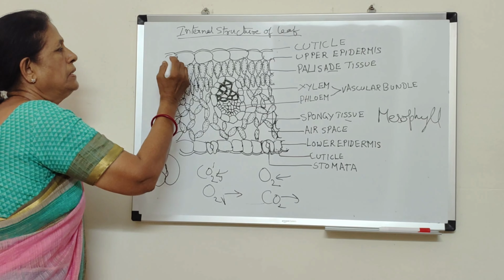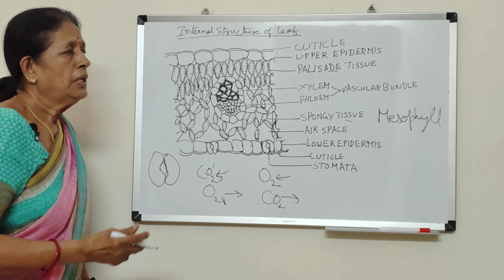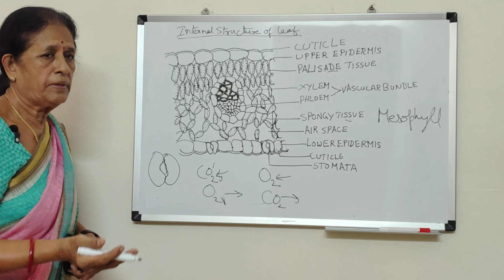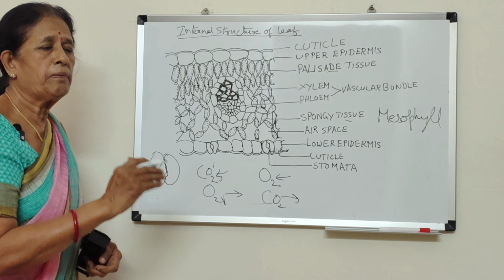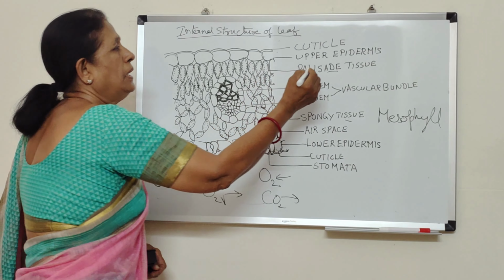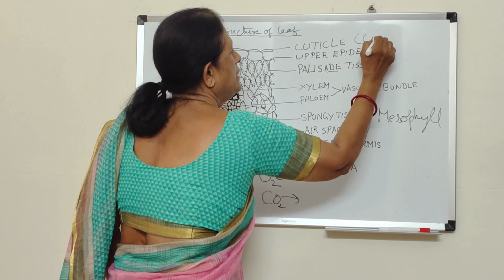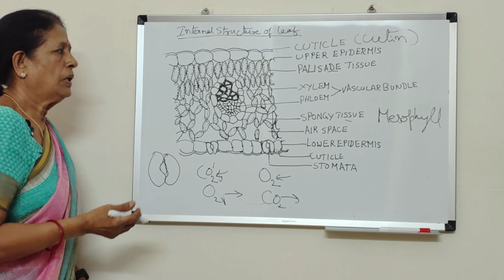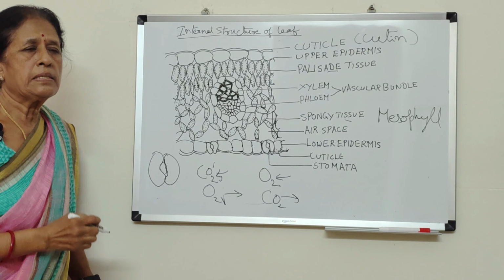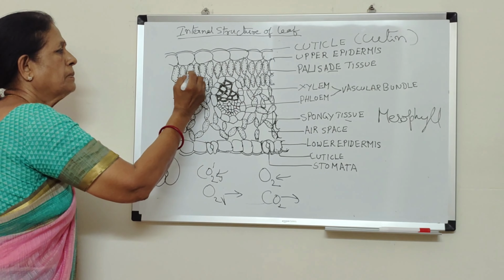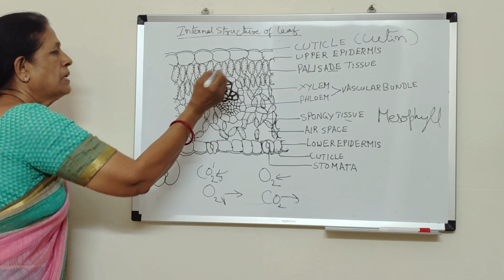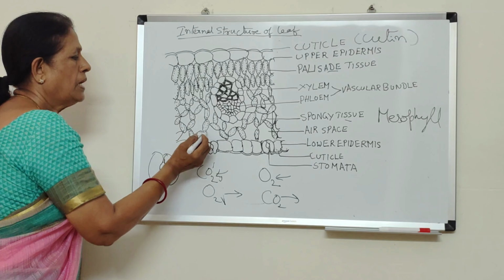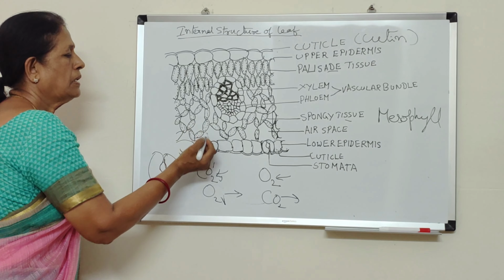And you can see one thing, the cuticle prevents evaporation of water from the upper surface of the leaf. Cuticle is made of a substance called cutin, so it prevents loss of water. And palisade tissue synthesize the food material by means of photosynthesis, because a large number of chloroplasts are present in the palisade tissue. And in spongy tissue, there are irregularly, loosely arranged cells with a lot of intercellular spaces.